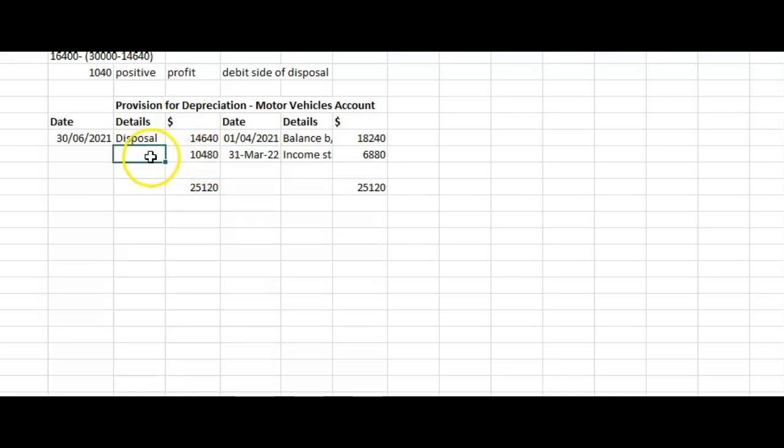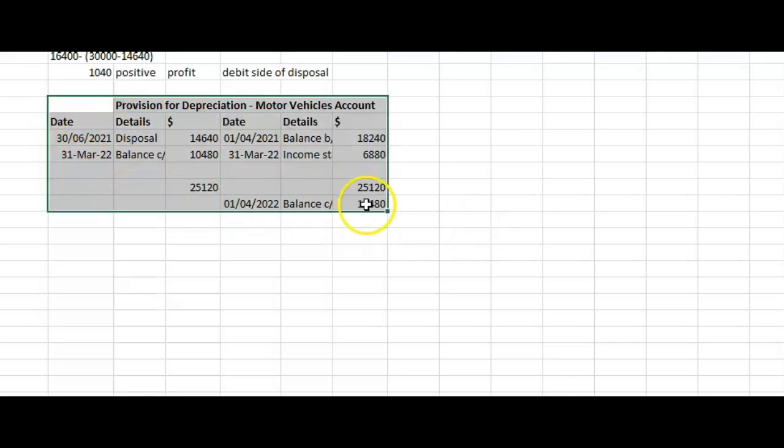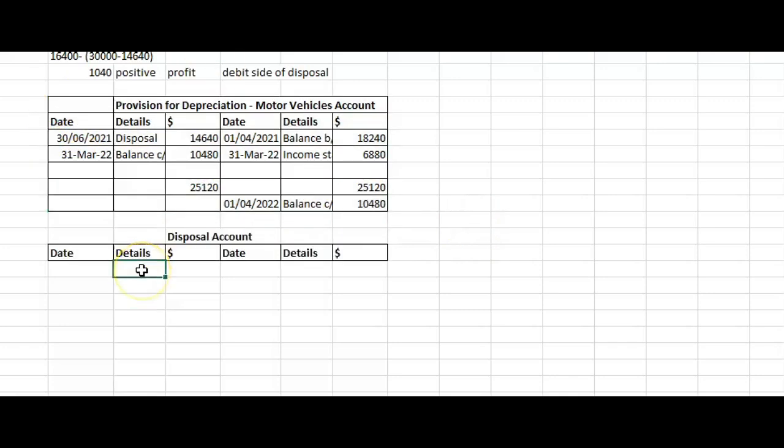We get a difference of 10,480, which we call the balance CD, and we bring it down and call it balance BD. The balance CD date is year end and the balance BD date is beginning of next year, which is 1st April 2022. We are done with the provision account. Let's move to disposal account.